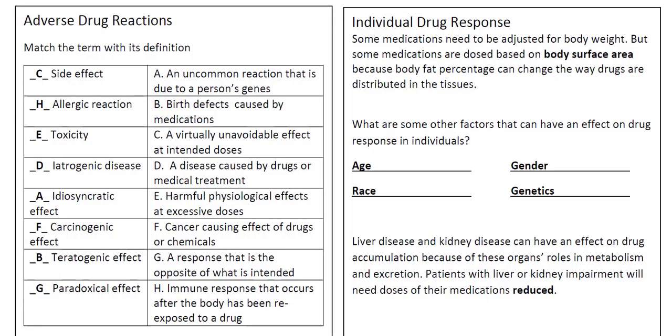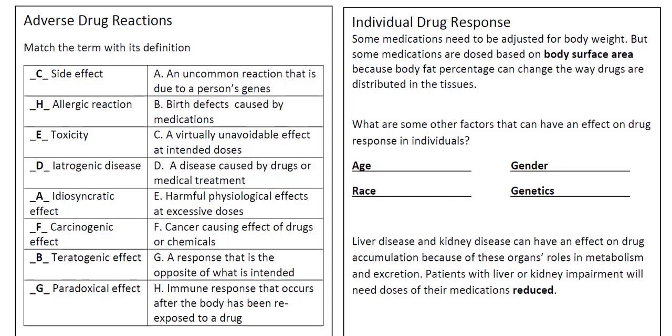Now we will move on to adverse drug reactions and medication errors. An adverse drug reaction is an unintended, undesired effect when a drug is given at normal doses. We're going to define some terms related to adverse drug reactions. First, we'll start with the most commonly known, the side effect. A side effect is a virtually unavoidable effect at intended doses.